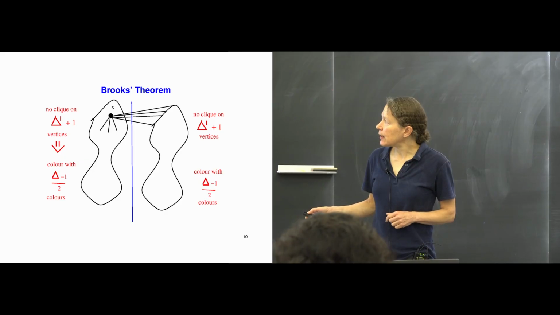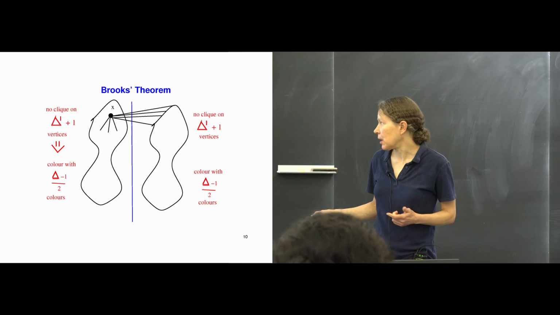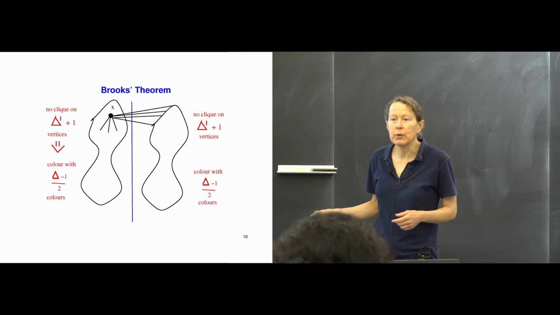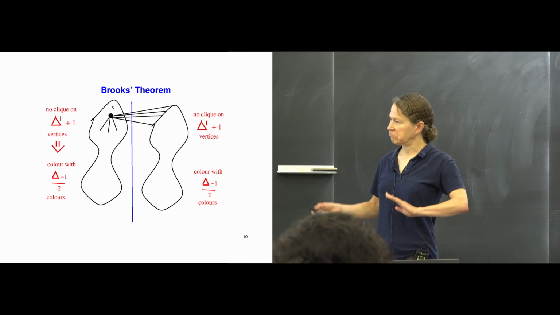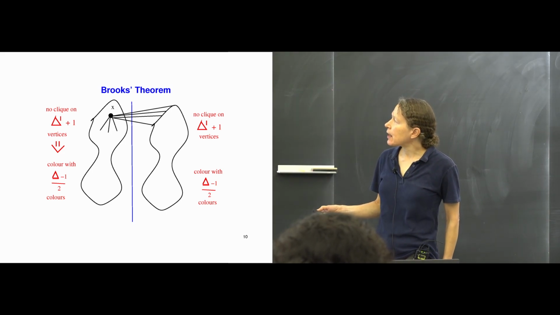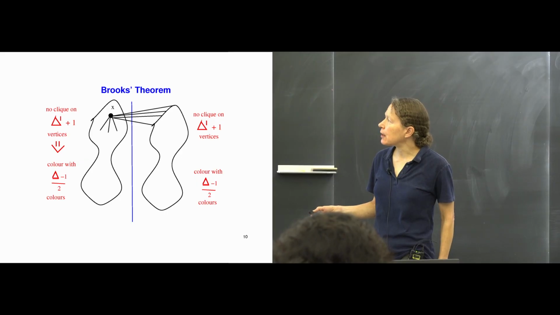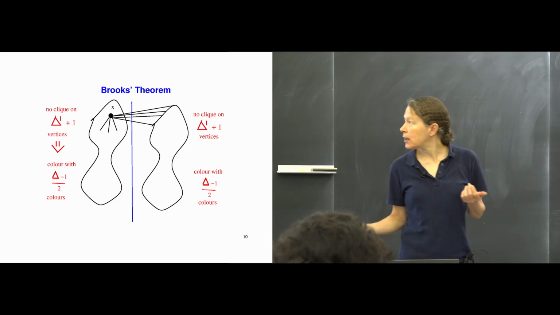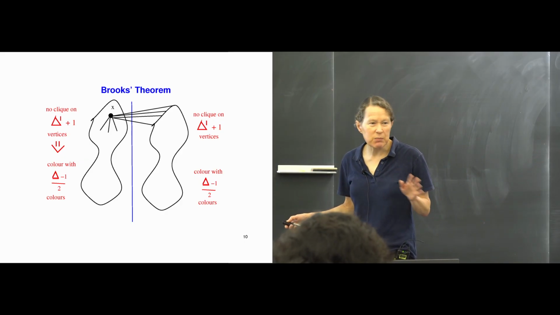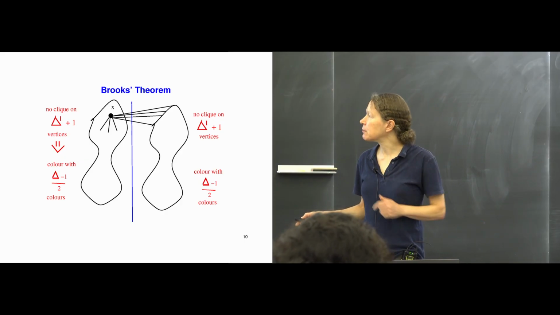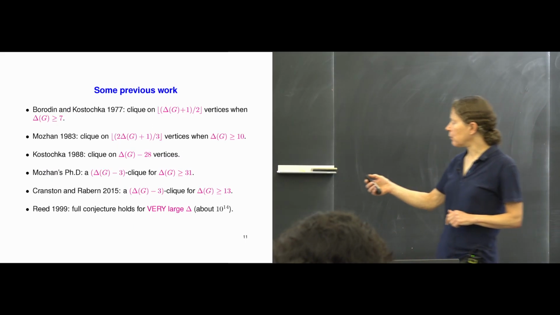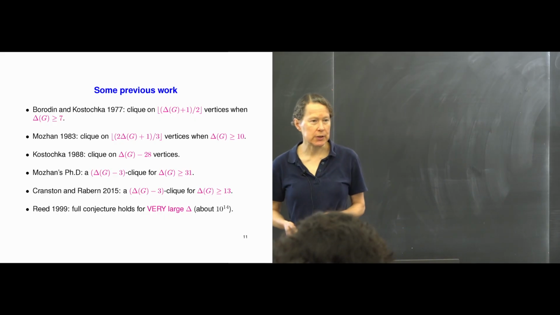Okay, so if I don't have a clique like this on this side, I can color with this many colors. And if I didn't have a clique like this on this side, I could color that many colors, and then I would be finished with 2 completely different color sets, coloring this graph with delta minus 1 colors altogether. Okay, so that tells us that in a graph whose chromatic number is really delta, we can depend on there being a clique of size about half delta, just by this simple argument. Okay, so that simple argument was observed already by Borodin and Kostochka when they introduced this conjecture.